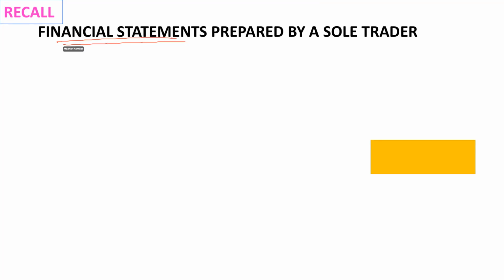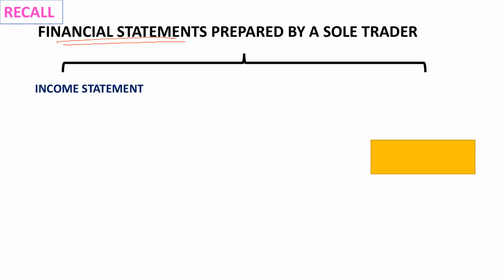When we talk about financial statements, there are two financial statements which a sole trader prepares. One is the income statement and one is the statement of financial position.